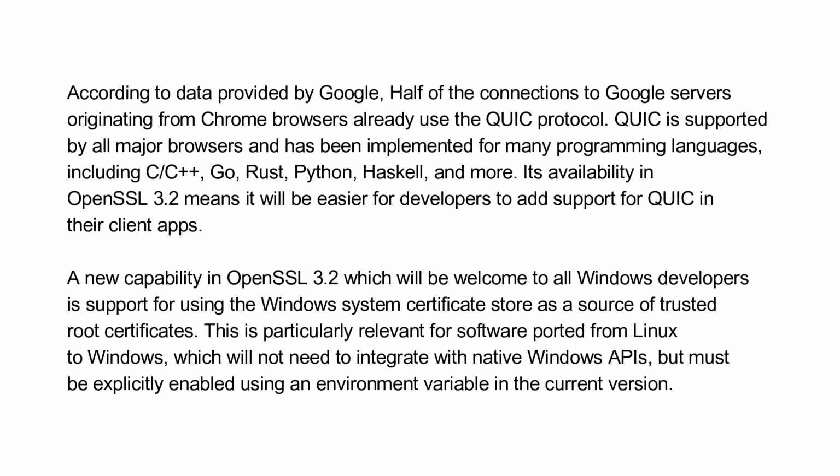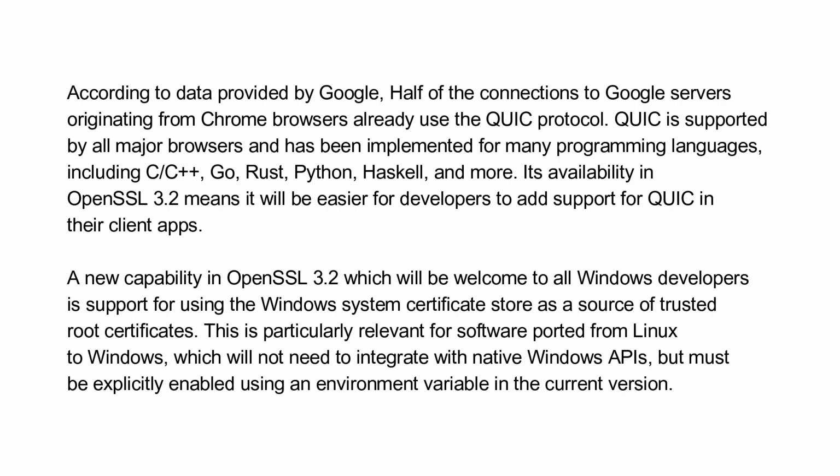According to data provided by Google, half of the connections to Google servers originating from Chrome browsers already use the QUIC protocol. QUIC is supported by all major browsers and has been implemented for many programming languages, including C/C++, Go, Rust, Python, Haskell, and more. Its availability in OpenSSL 3.2 means it will be easier for developers to add support for QUIC in their client apps.